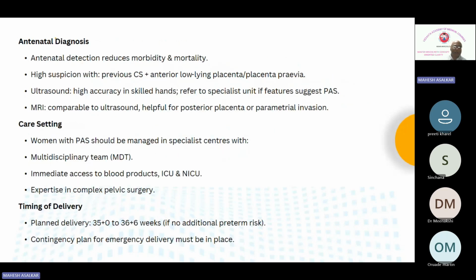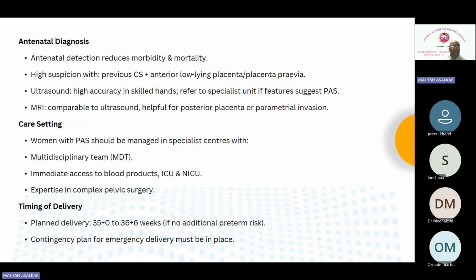Okay, then what is the antenatal diagnosis? It is actually the suspicion that is very important. So antenatal detection will reduce the morbidity and mortality. So if you are dealing with a case of previous cesarean section and the placenta is anterior and low lying, or it is a previa, then we need to suspect placenta accreta spectrum.